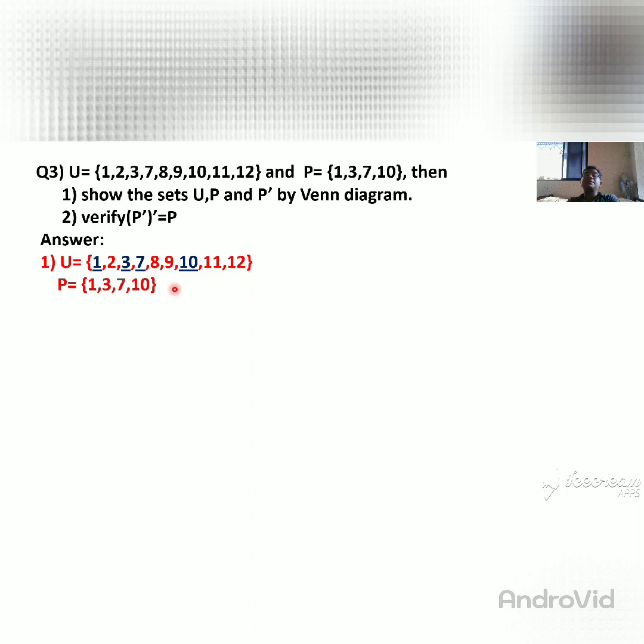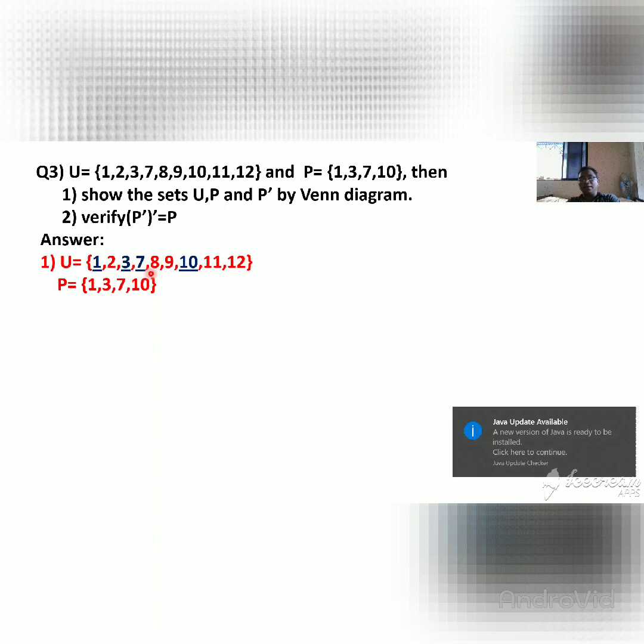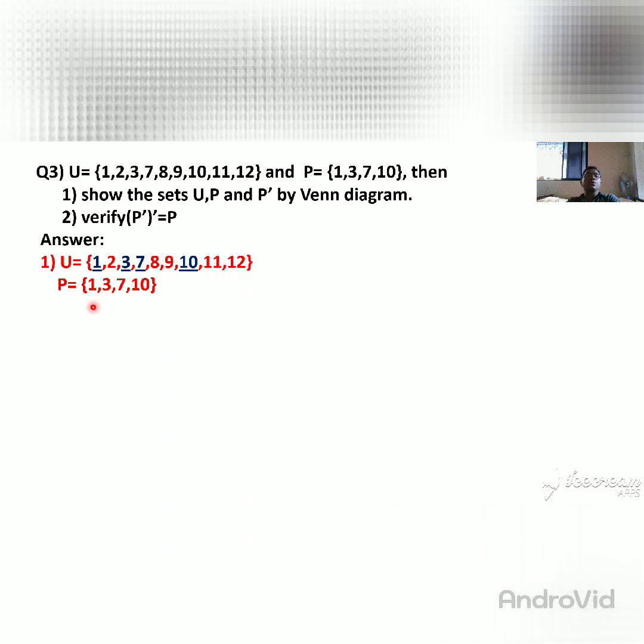So what remains? The remaining elements can be shown in red, and that red color is the complementary set, P dash. So we can see the complementary set P dash here. See, the P dash complementary set is 2, 8, 9, 11, 12. Okay, so this is the complementary set of the P set.